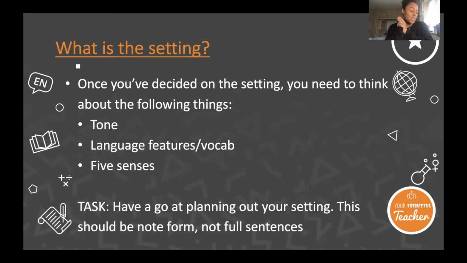So what I'm going to do is give you 5 minutes or so now to have a go at planning out your setting. This should be in note form, so you don't have to write in full sentences or full paragraphs, just some bullet points or a mind map. You might have your setting in the middle of your mind map or the top of your list, and then underneath the language features or vocabulary you'd use, the five senses, and things that you would write about if this were an actual piece of extended writing. 5 minutes, off you go.